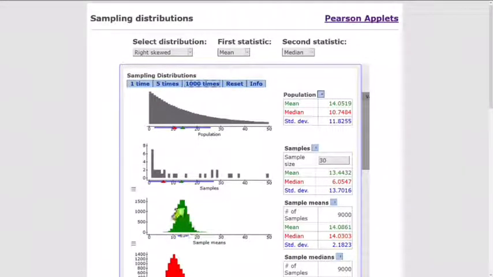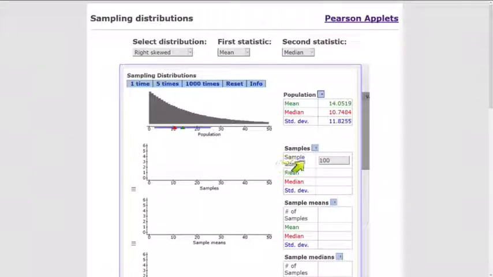Notice that it hasn't changed all that much because it was already pretty close to normal. Notice that the mean of our collection of X bars is very, very close to the mean of the population. And notice that the standard deviation of our collection of X bars is very close to what we would get if we took this standard deviation and divided by square root of 30. In fact, 11.8255 divided by the square root of 30 is 2.159, which is very close to this standard deviation that we're seeing here.